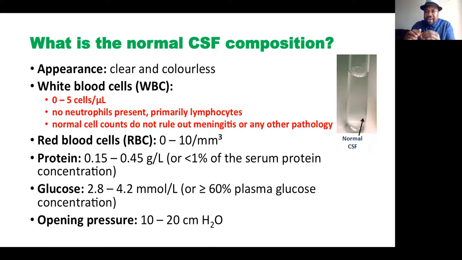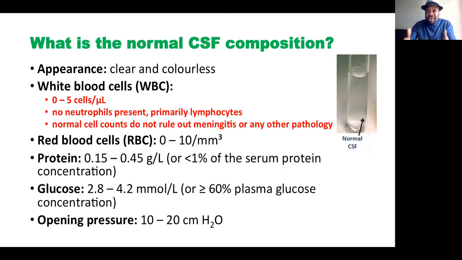Now, in viral meningitis, the glucose level is normal. So this is how it will look. Okay, the appearance will also be clear and colorless in viral meningitis. The glucose will be normal. But in bacterial meningitis, the appearance of CSF, we said, will be turbid, cloudy. The glucose level should be very low, usually below 40% of the plasma glucose.